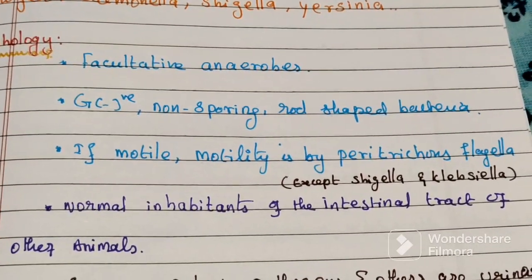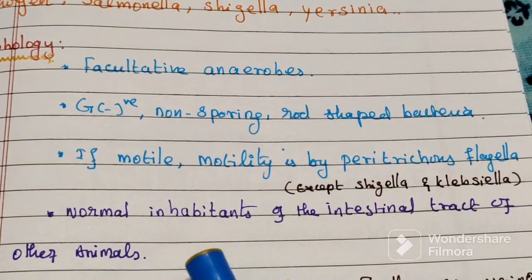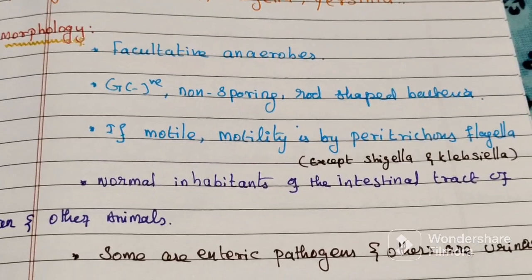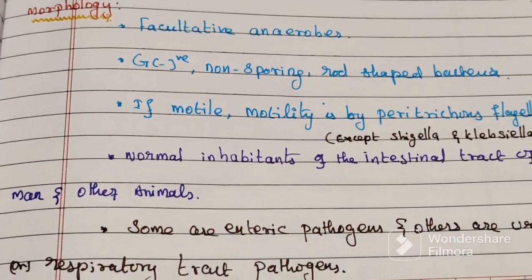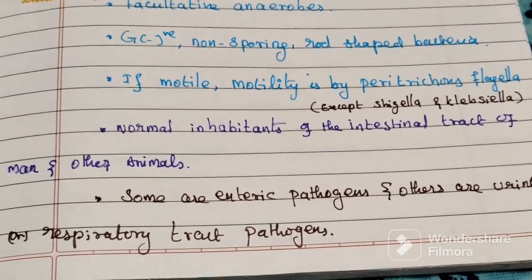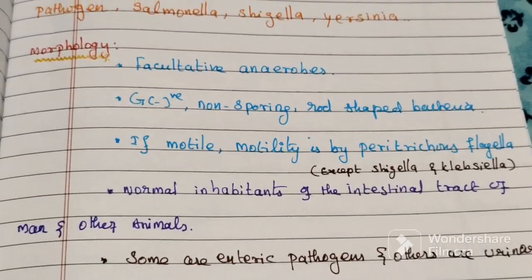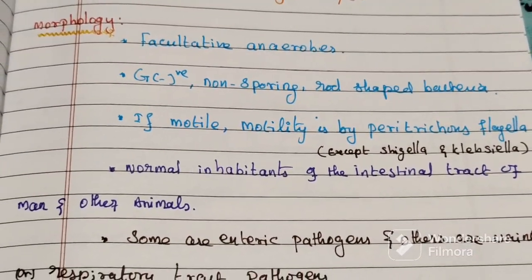Facultative anaerobic, gram-negative, non-sporing, rod-shaped, peritrichous motile bacteria, except Shigella and Klebsiella. Normally present in the intestinal tract of humans and animals. Some are enteric pathogens, others are urinary or respiratory tract pathogens. This is all about the morphology of Enterobacteriaceae.